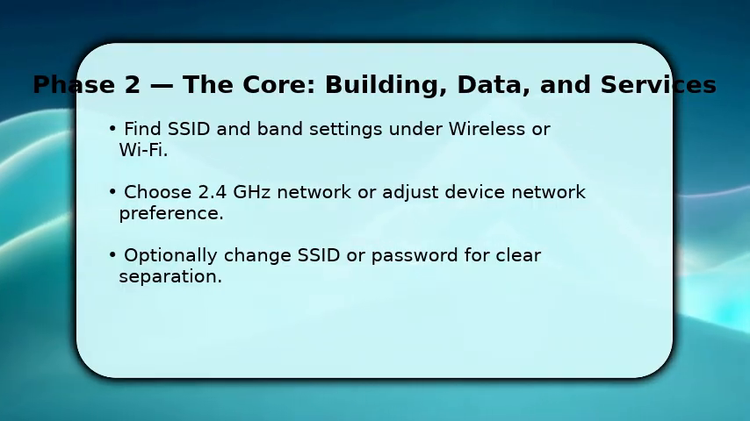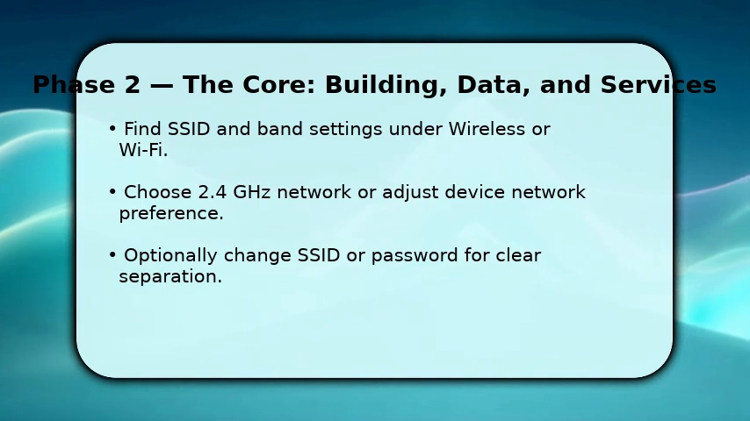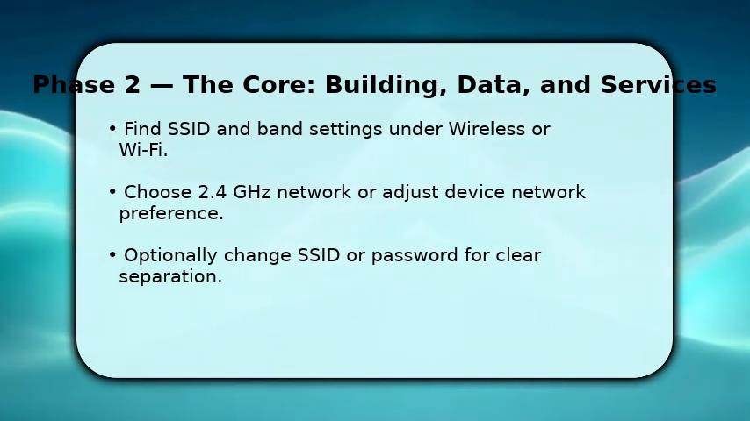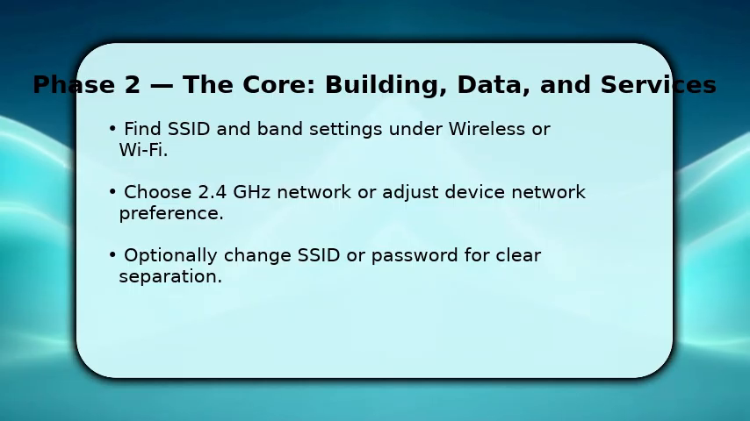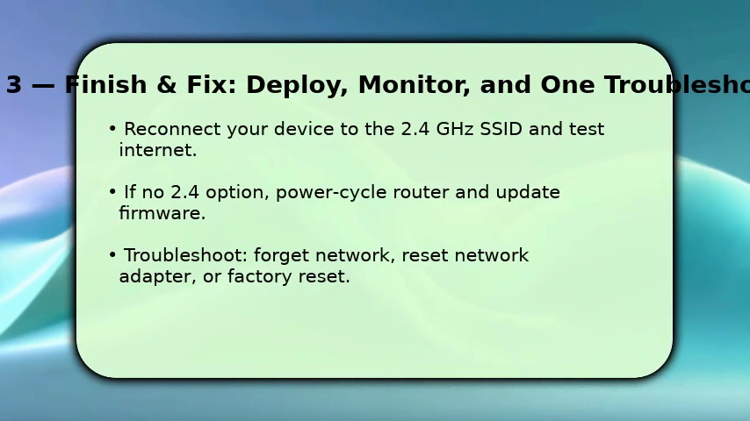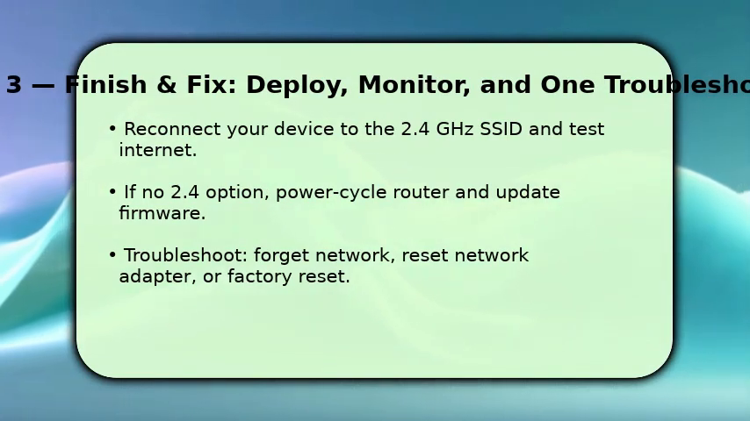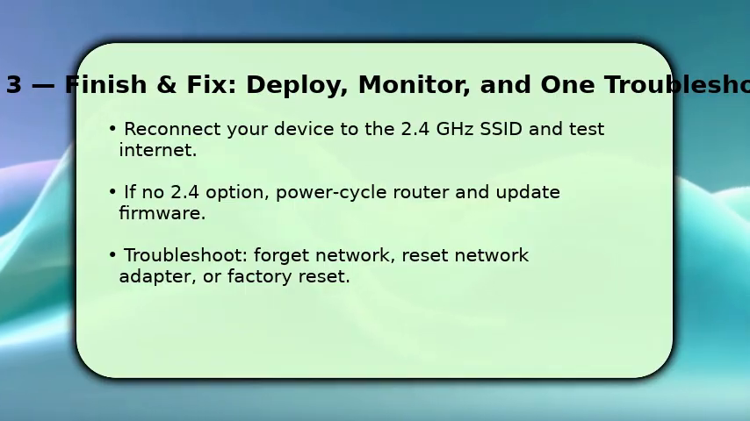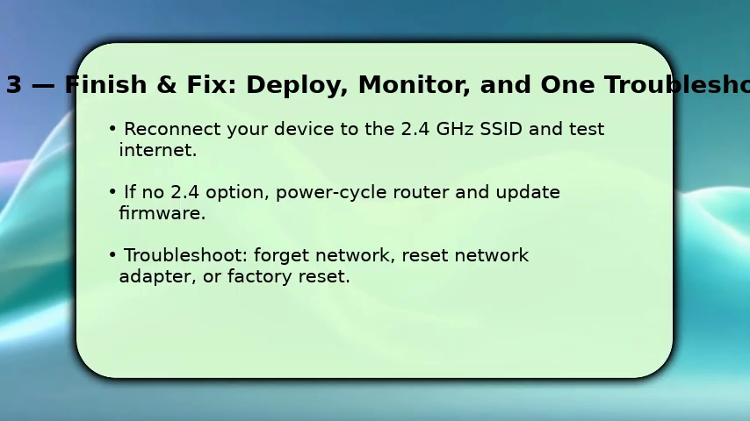You're doing this because 4 GHz offers better range and device compatibility, even though throughput may be lower. Finish by reconnecting your device to the 4 GHz network and run a speed and range check. Make sure devices that needed 4 GHz now function.